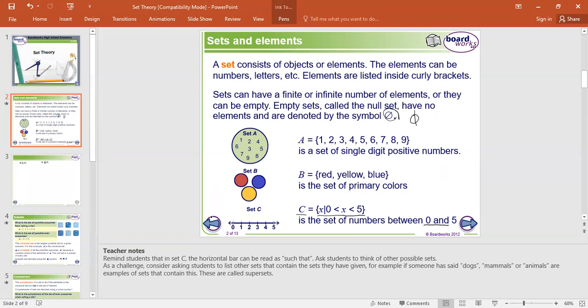So what is the listing method or roster method? In the set listing method, the elements of a set are explicitly listed within braces or curly brackets. Here you can use the curly brackets. These brackets can be used if a set contains only a small number of elements, or if there is some particular pattern in the list of elements, then this method is useful. That is which method? Listing method or roster method.